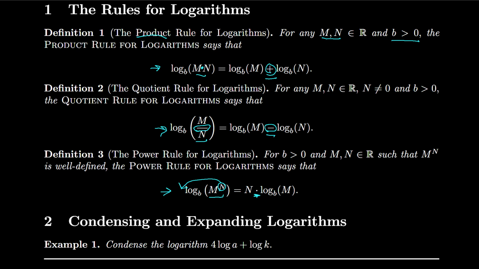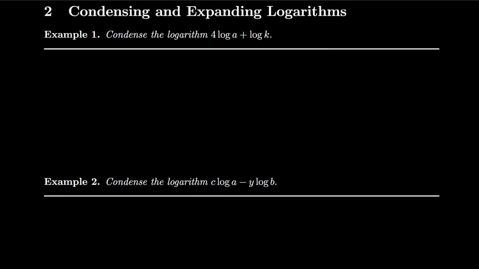We're going to use them both to expand, which is going from the left side to the right side, and we'll also be using them to condense, which is going from the right side back to the left side. So we can make these things very compact, or we can break them apart into multiple parts. But first, we'll look at some examples. So let's talk about condensing and expanding logarithms, and let's start with condensing.